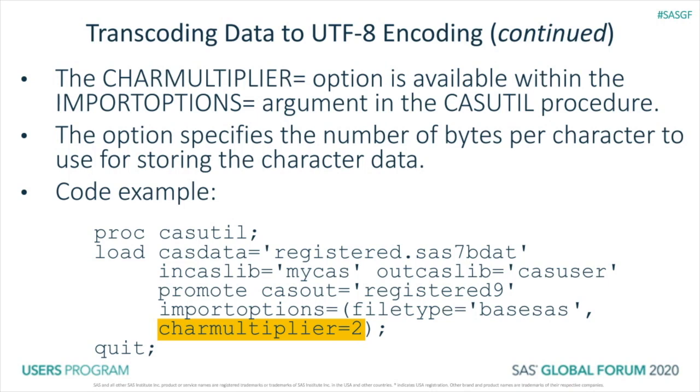Here's an example of using the CHARMULTIPLIER= option in CASUTIL. We know our data, so we know that we don't have any characters that would require more than 2 bytes to store the character. So in this example, we're setting the CHARMULTIPLIER= option to 2. So now when we load that data set into CAS running this code, there's enough space for the registered trademark symbol to be stored, and the data is loaded without any error messages.